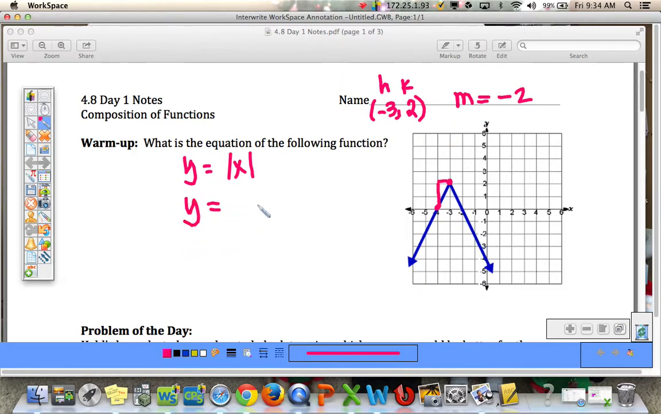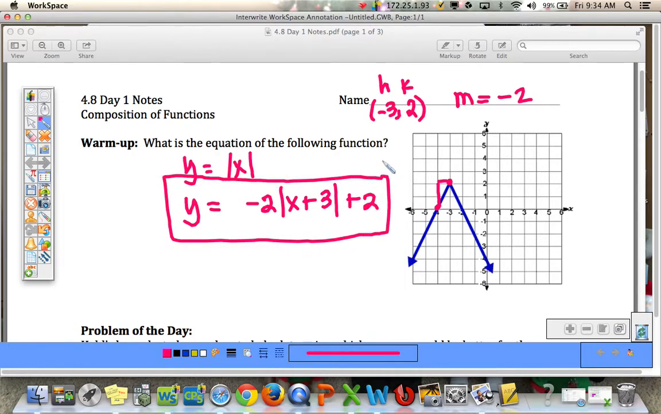Y equals, the slope is -2, so we'll stick that right on the outside. It goes 3 to the left, and remember that's +3. It's the opposite of h. And then the k value is up 2, so +2. Here's the equation of that absolute value function, and you can plug that into your calculator to verify.